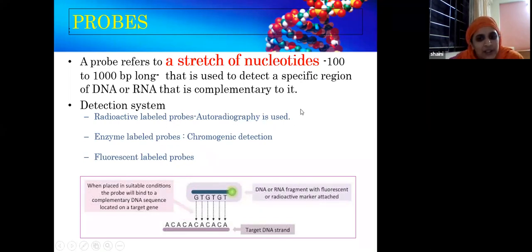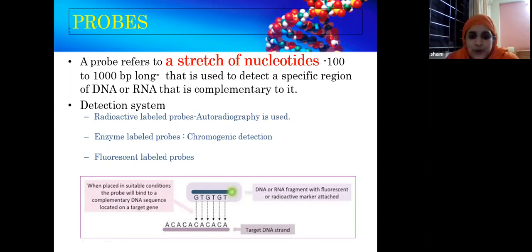This was the first way in which probes were used and nucleic acid tests were done. But now it is not very popular because radioactivity is an issue, and we have to use an autoradiograph in order to see it. So this method is no longer used frequently. Else you can attach an enzyme label to the probe. When you attach an enzyme, you get a color reaction, or chromogenic detection. Or else finally you can have a fluorescent probe, where you get fluorescence.